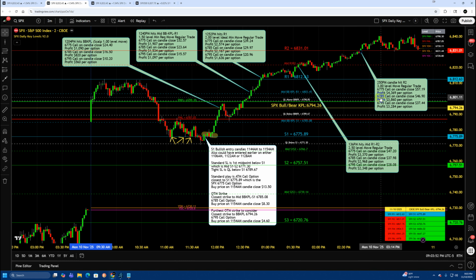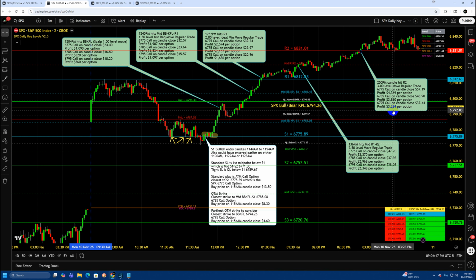$4,369 per option. The 67.85 call on the candle close is 46.90. That's a profit of $3,860 per option. And the furthest out of the money 67.95 call on the candle close is 37.44. Remember, we only paid $460, so now we're approaching almost 8x on this.